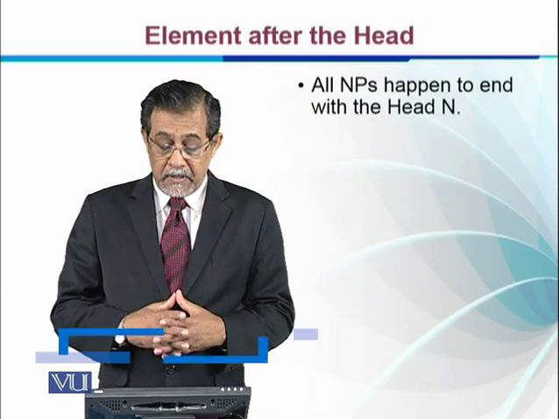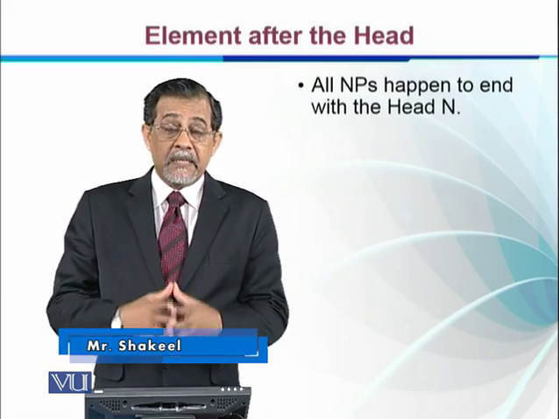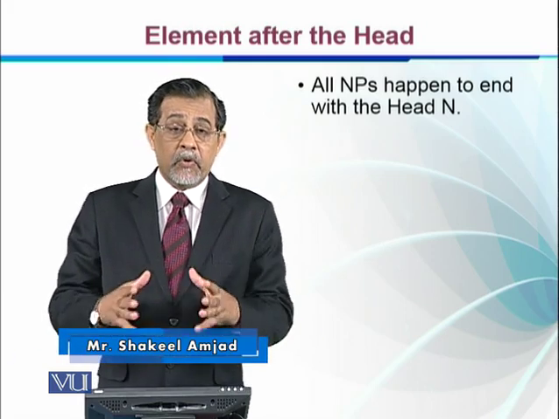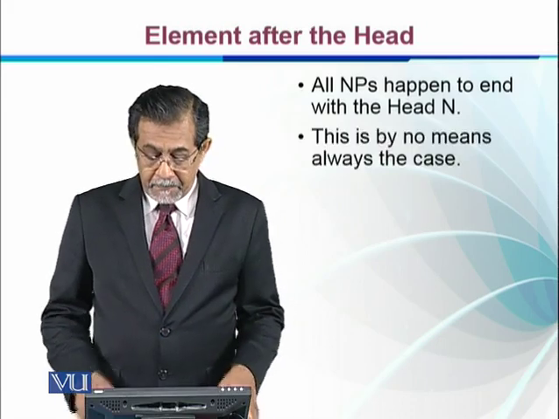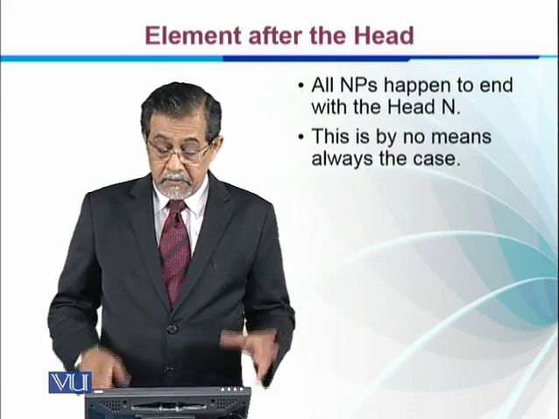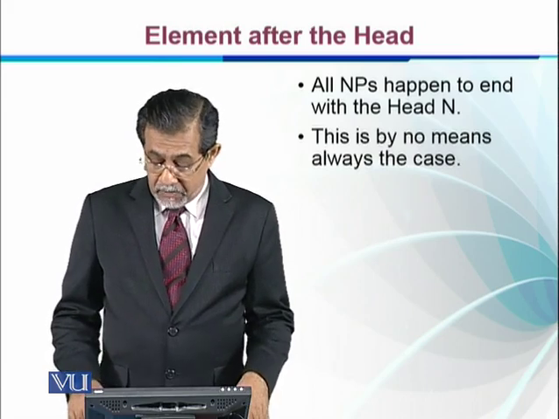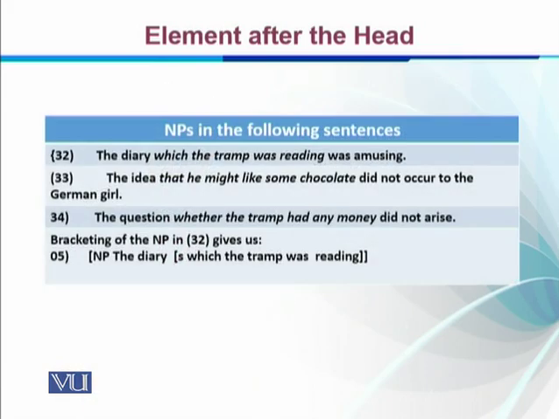So in these sentences, we find some noun phrases and look at how they are. For example, the diary which the tramp was reading was amusing. If we look at this sentence, the diary is the head of the noun phrase. The diary: the is a determiner, then which the tramp was reading. So we find that which the tramp was reading is an embedded sentence. It refers to diary. It's in a post-modification position, right?